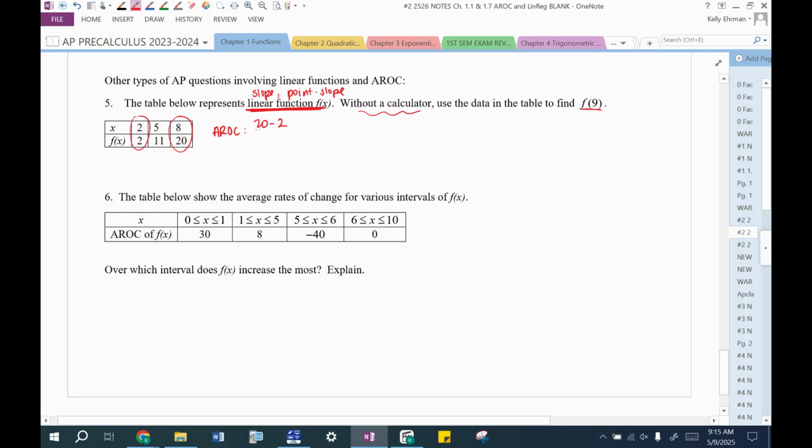20 minus 2 over 8 minus 2. 18 over 6. Slope is 3. If you picked the first and the second points, you'll still get a slope of 3. If you do the second and the third, slope of 3. It does not matter, because we're told this is a linear function. So the slope is 3 for sure.